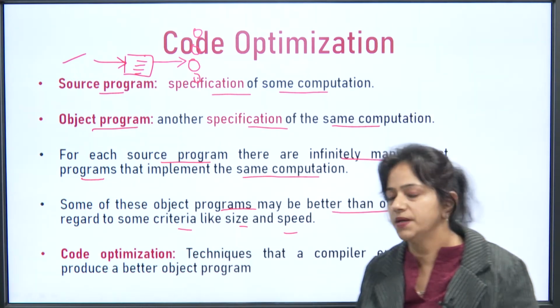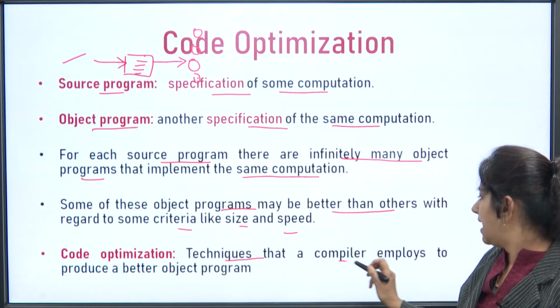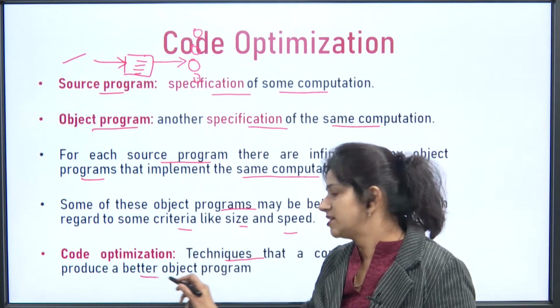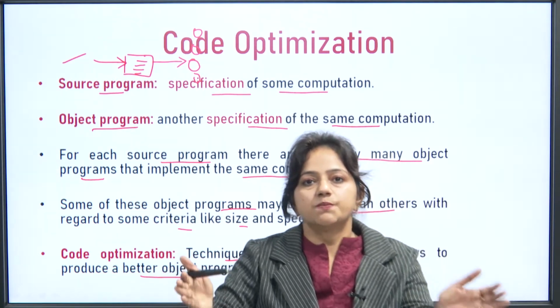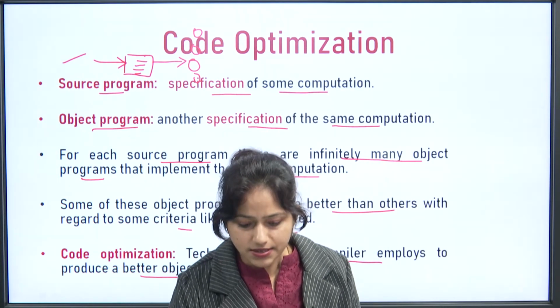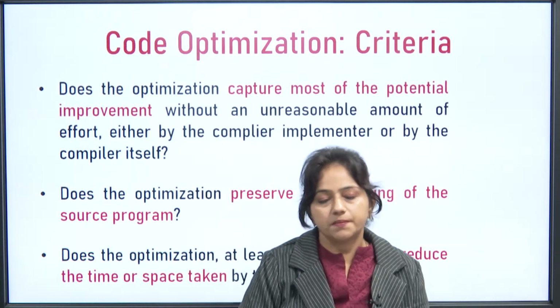So, what is code optimization? It is a technique that a compiler employs to produce better object code. Better object code means the code that is smaller in size and faster in speed. It will produce only the better code. So, this is code optimization.